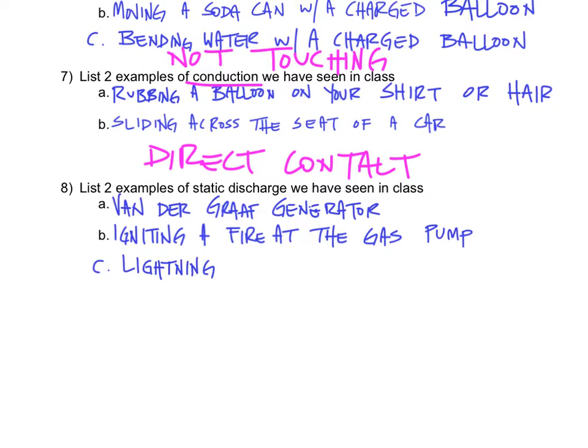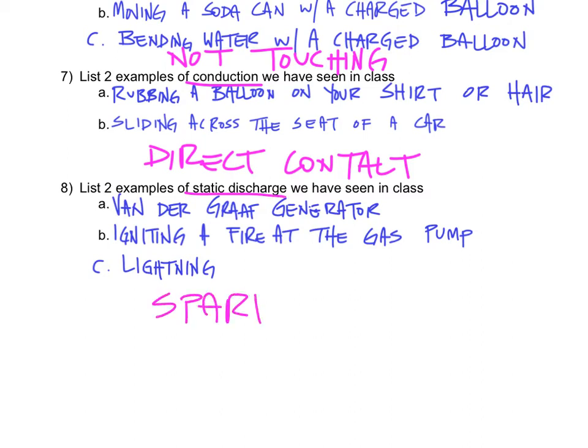If I slide across the seat of a car, we showed you the video of the girl sliding across her seat, gaining a charge that she later transferred to her gas pump, which ignited the fire. But she became charged initially through conduction, through direct contact. Static discharge, anything that has a spark.